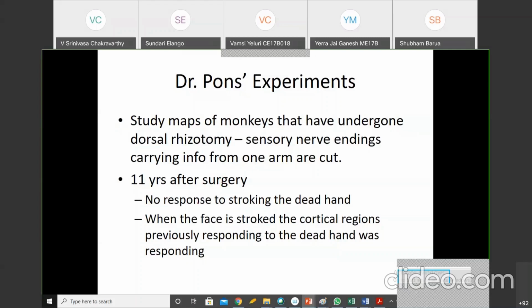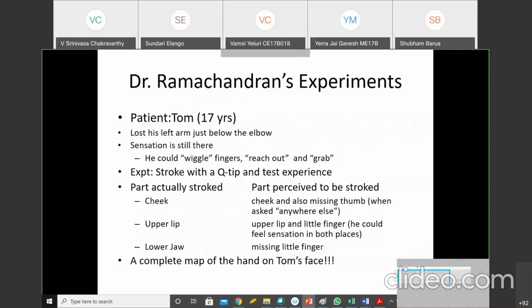They found that after that 11-year gap, when they stroked the hand, the dead hand, in the sense that the hand is present but it's not carrying any sensory information because the sensory nerve endings are cut off, there's no response in the somatosensory cortex. But what is interesting is when the face of the animal is touched, the cortical regions which were previously responding to the dead hand were now responding when the face of the animal is touched or stroked, which is very interesting, and that gives a clue as to what's happening in phantom limb.